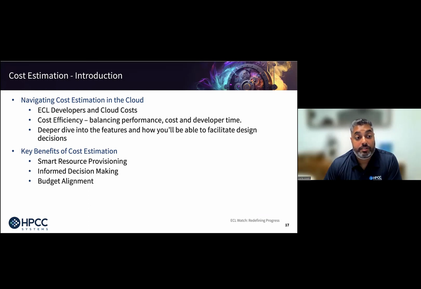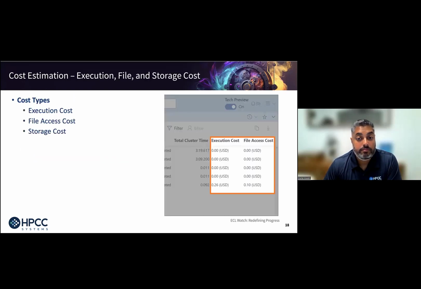Smart resource provisioning leads to optimal utilization and reduced waste. Informed decision-making ensures design choices align with budgetary objectives. And we can achieve a harmonious balance between performance and cost through cost-effective estimation. Let's move into the 3 types of cost estimation for cost management.